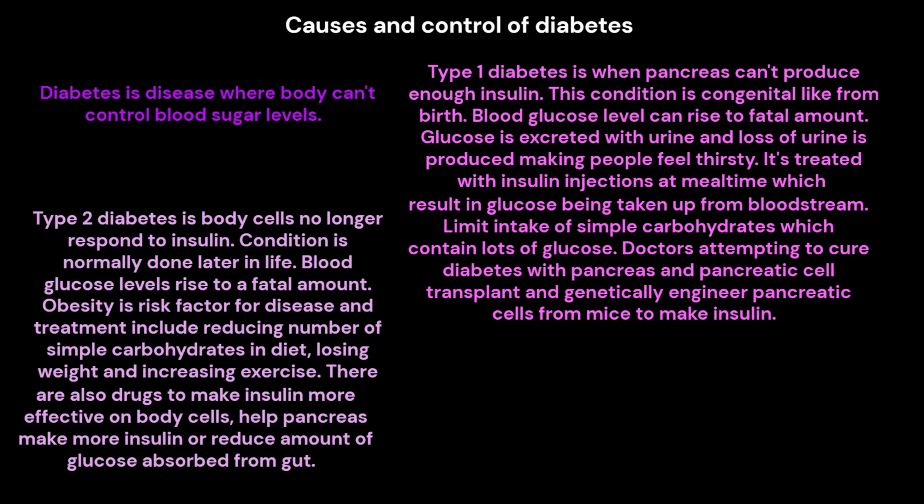The condition normally develops later in life. Blood glucose levels rise to a fatal amount. Obesity is a risk factor for the disease, and treatments include reducing the number of simple carbohydrates in the diet, losing weight, and increasing exercise. There are also drugs to make insulin more effective on body cells, help the pancreas make more insulin, or reduce the amount of glucose absorbed from the gut.